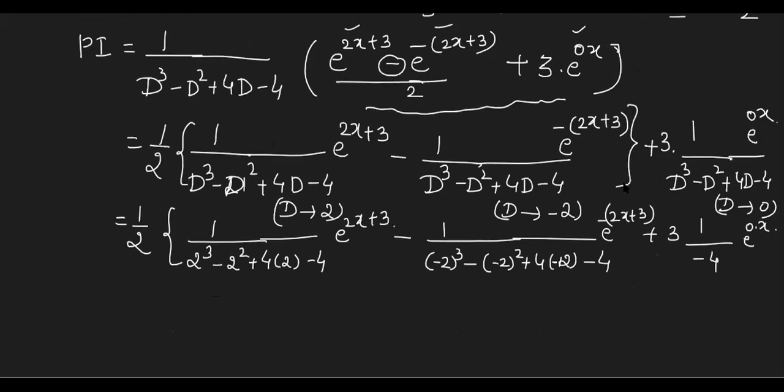Okay. Now simplify. I'll complete the bracket here. What is the value of this term? Check. 8 plus 8. Okay. E raised to 2x plus 3, minus 1 upon. What is the value of this term? Be clearer. Minus 2 is there.